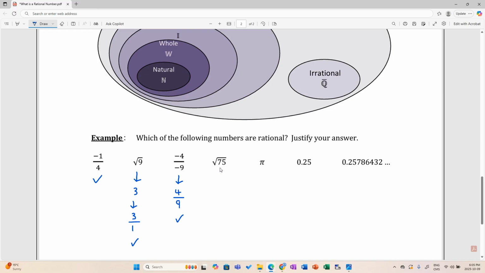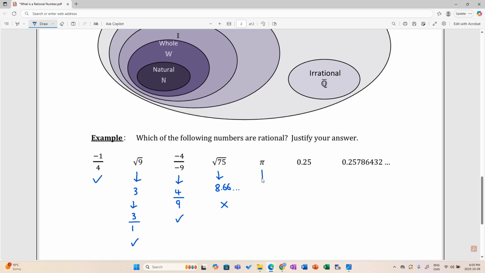Now, the square root of 75, because 75 is not a perfect square, if I compute this, I'm going to get something such as 8.66 dot dot dot, meaning it goes on forever and it doesn't repeat. And because of that, I'm going to say this is not a rational number, because to be a rational number I have to be able to express this as a fraction, but I can't express a decimal as a fraction if it doesn't terminate or if it doesn't have a repeating pattern.